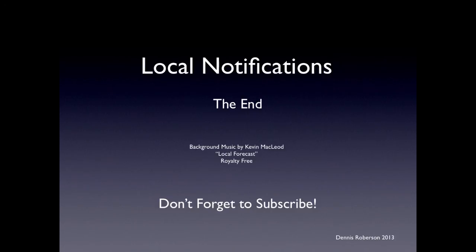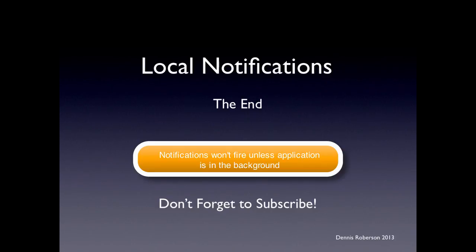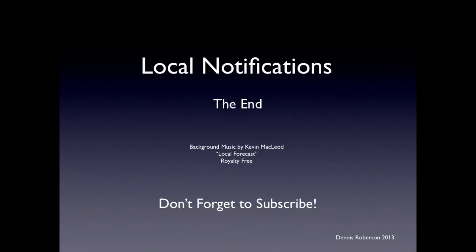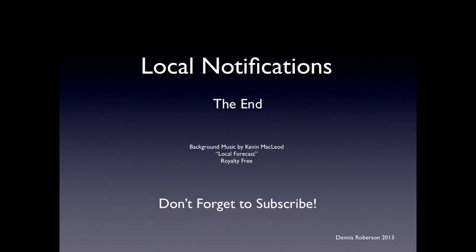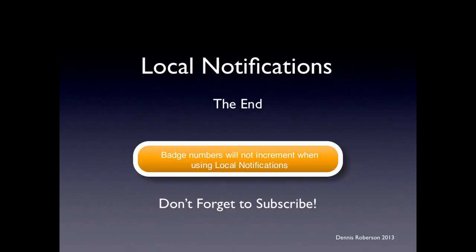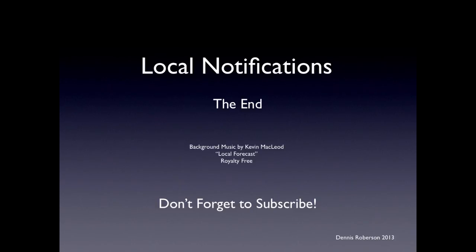So there are 3 things I want you to remember. First, notifications won't fire unless the application is running in the background. Please don't waste time waiting for the notification to fire while you're staring at an open application. Second, to send an application into the background while using the simulator, use the Shift Command H keys. And third, when firing local notifications, the application badge number will not increment. I know there are several so-called recommendations on Stack Overflow, but I've tried them all and I can't get any to work. So if you can get something to work, please let me know.